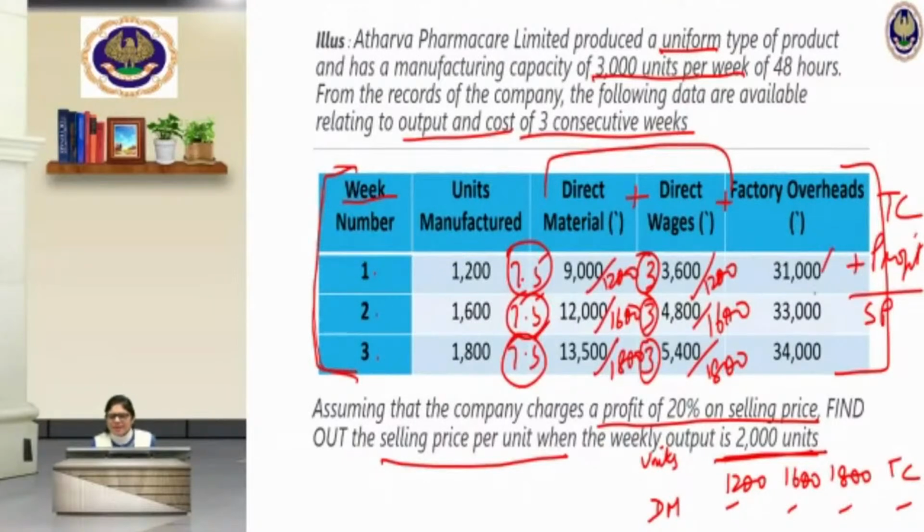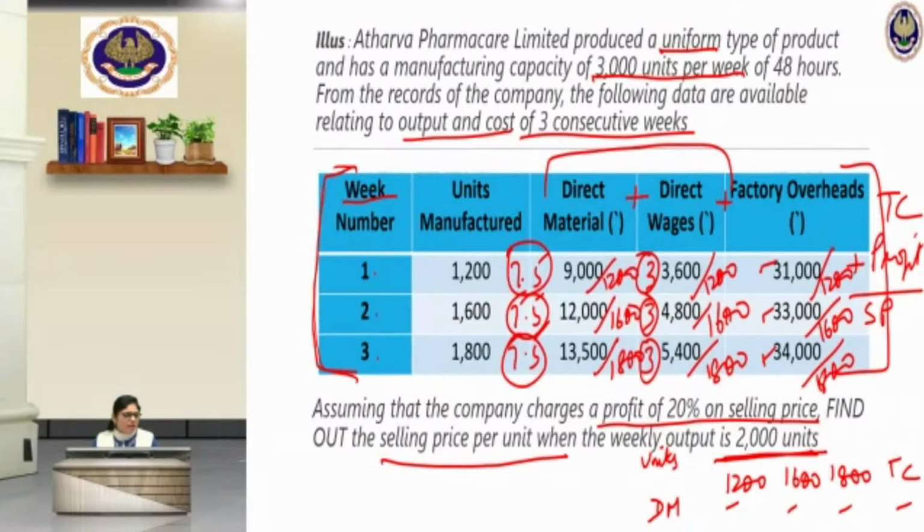Do the same exercise for factory overheads. Divided by 1200, divided by 1600, divided by 1800. Can you calculate the factory overheads per unit also? Let us say, is this variable? Now, factory overheads are not fixed because fixed means the total amount should be same. For first week it is 31, for second week it is 33, for third week it is 34. So factory overheads are not fixed totally.